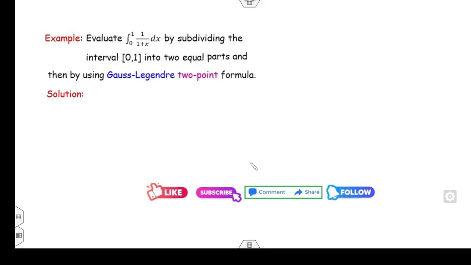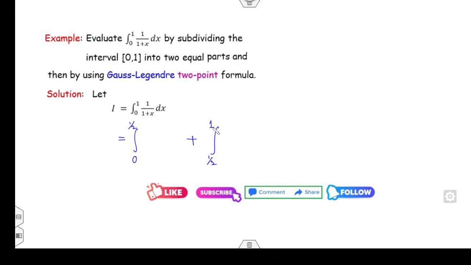Look at the next one. Evaluate the integration by subdividing the interval 0 to 1 into two equal parts. So you have to divide into two equal parts. Definitely it will be half. Why? Because you can see this length is half and this length is also half. Clear? So therefore you can divide this into two equal parts, 0 to half and half to 1.